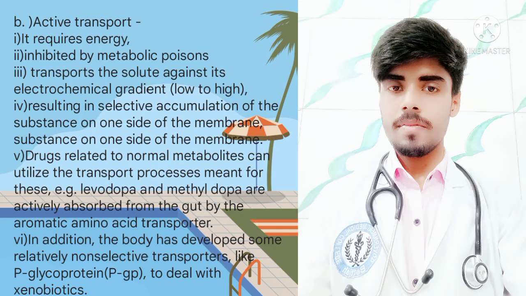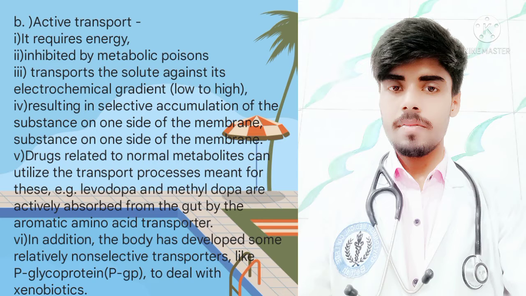Now we will discuss active transport. Firstly, we will discuss the characteristics of active transport. As you already know, it requires energy, and it is also specific and inhibited by metabolic poisons, and transports the solute against the electrochemical gradient. That is, in this type of transport, the substance moves from lower concentration to higher concentration, resulting in the selective accumulation of substance on one side of the membrane, and substances and drugs related to normal metabolites can utilize this type of transport.